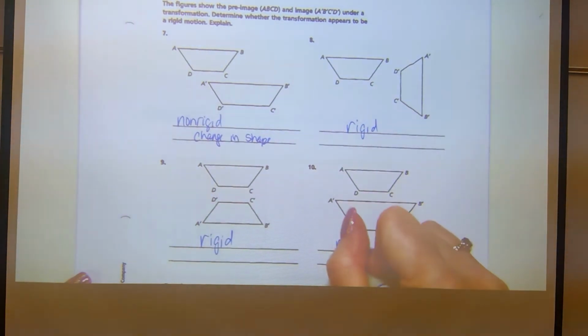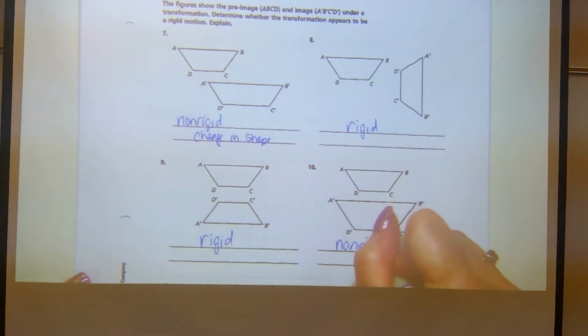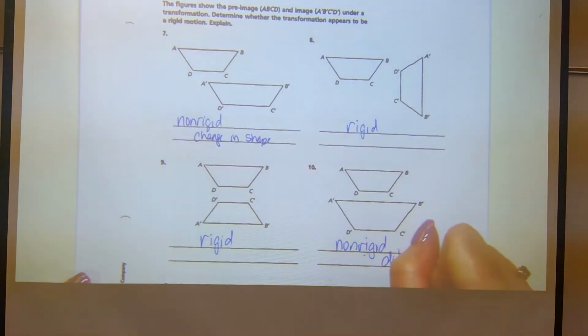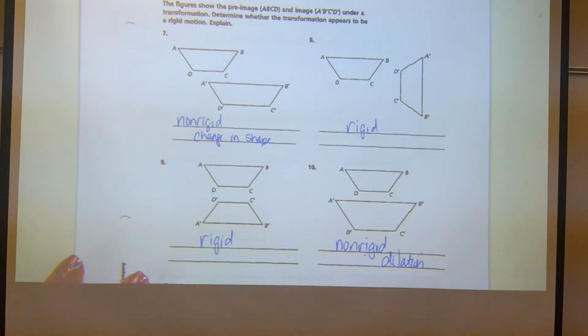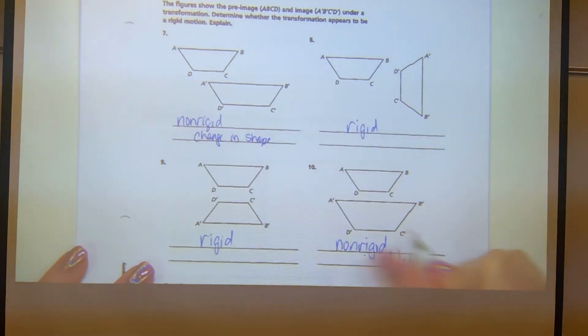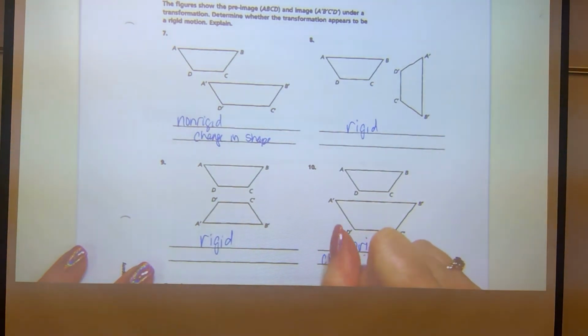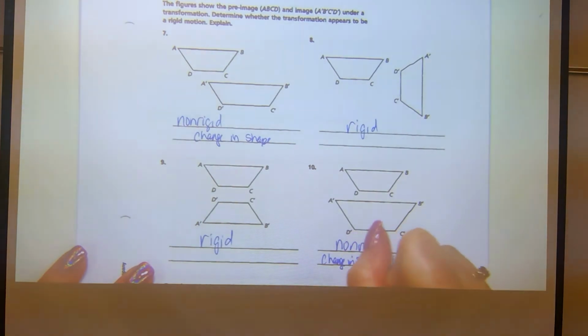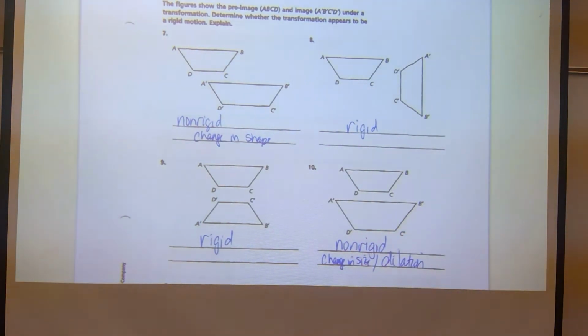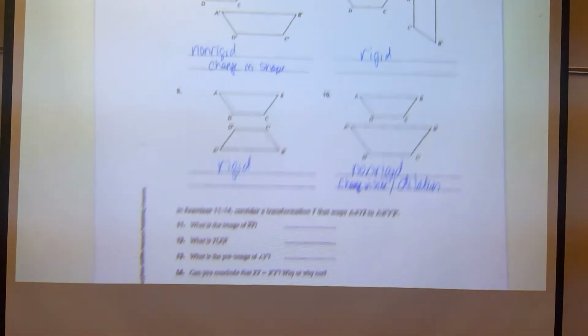10 is non-rigid, and it appears to be a dilation because we have the same shape but a change in size. Now, a dilation doesn't have to mean that it gets bigger. It could get smaller and still be a dilation.